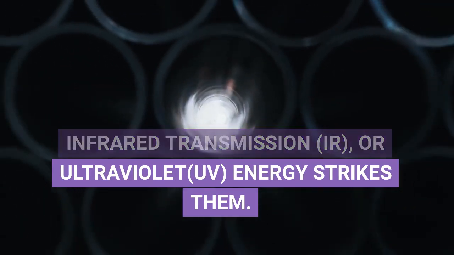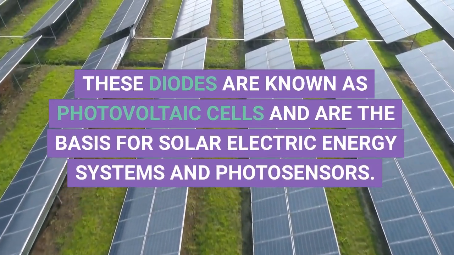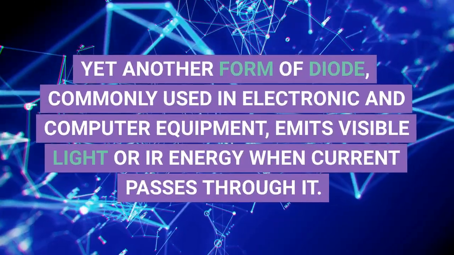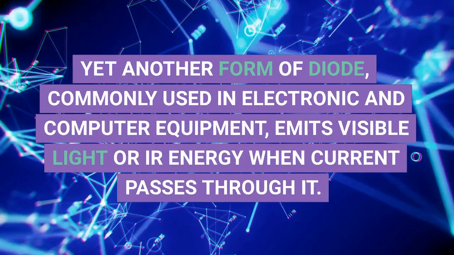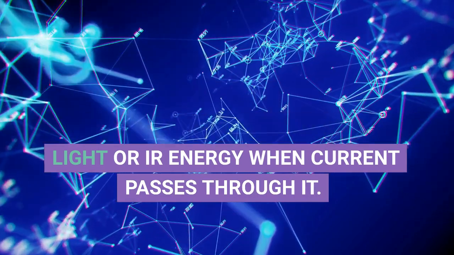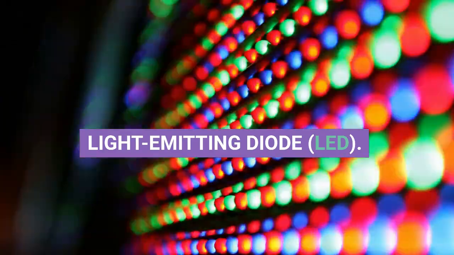Semiconductor diodes can be designed to produce direct current, DC, when visible light, infrared, IR, or ultraviolet, UV, energy strikes them. These diodes are known as photovoltaic cells and are the basis for solar electric energy systems and photosensors. Yet another form of diode, commonly used in electronic and computer equipment, emits visible light or IR energy when current passes through it. Such a device is the familiar light-emitting diode, LED.